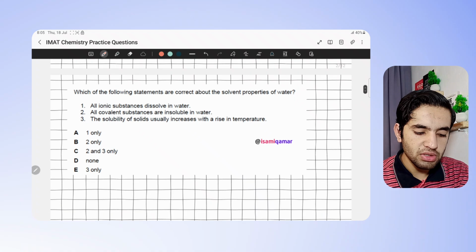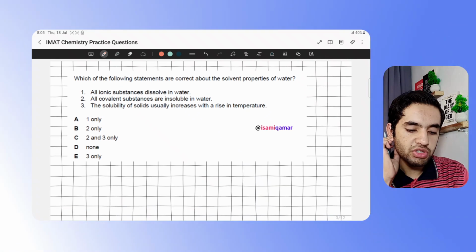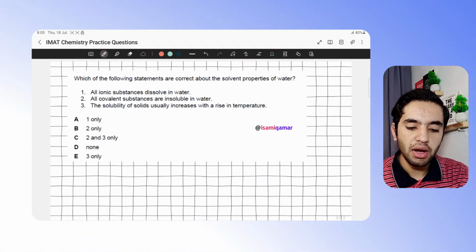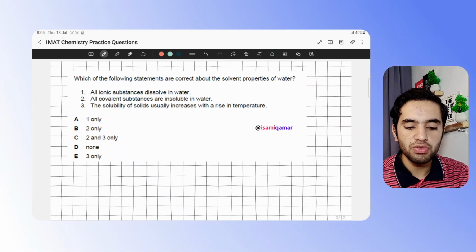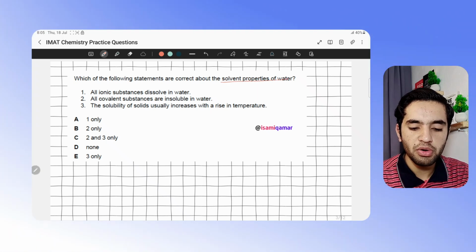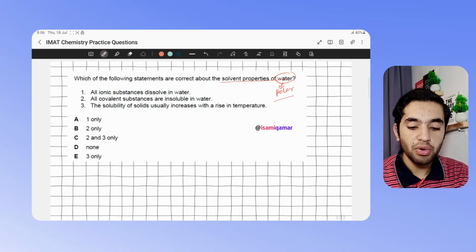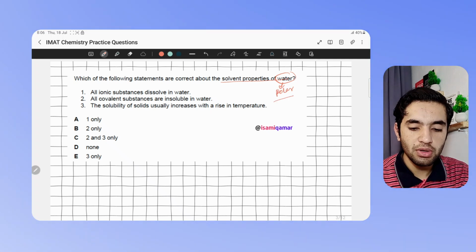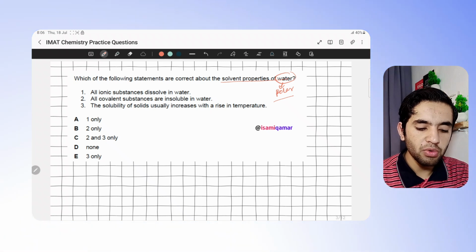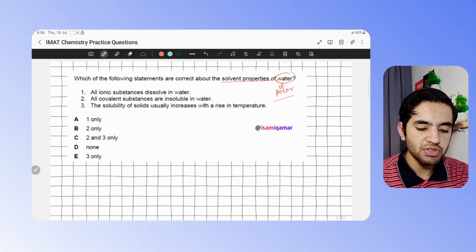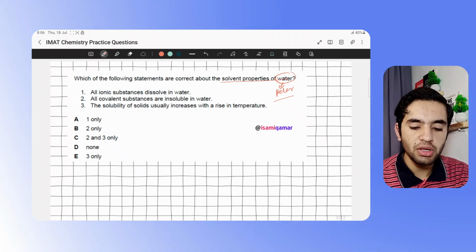Okay, so let's go to question 2. Which of the following statements are correct about the solvent properties of water? First of all, you must know that water is a polar molecule. I am again explaining things, I don't want to do that, but anyways, let's look at this. So water is a polar molecule. First of all, understand what the first statement is. It is about the solubility of water.